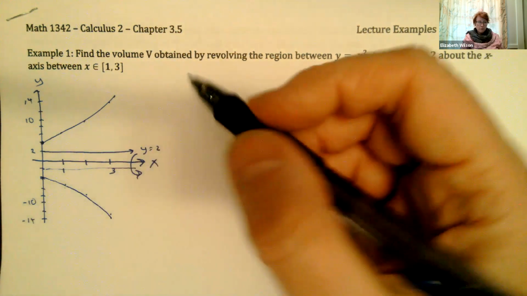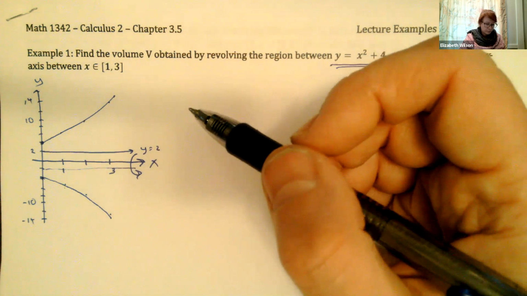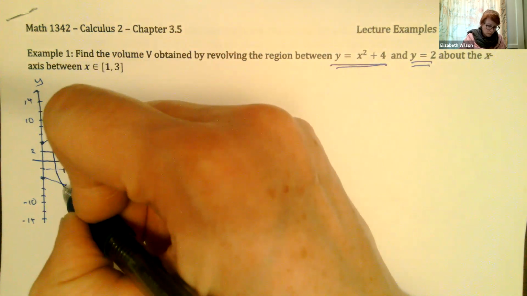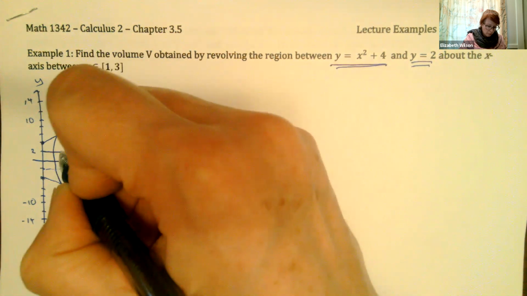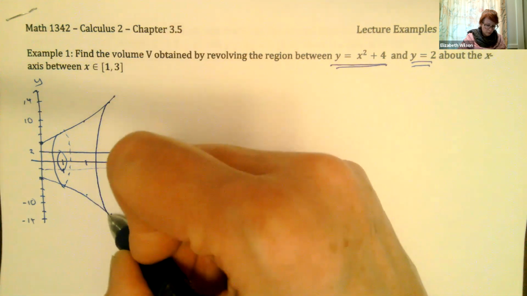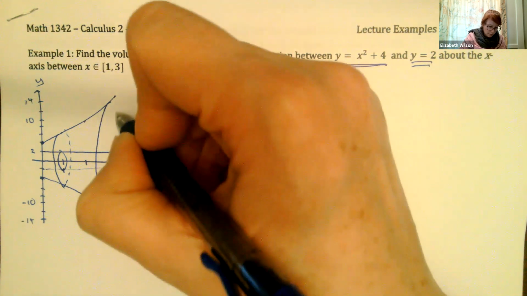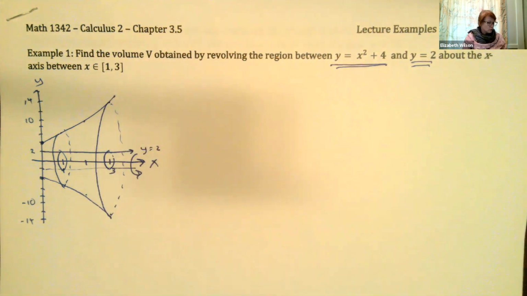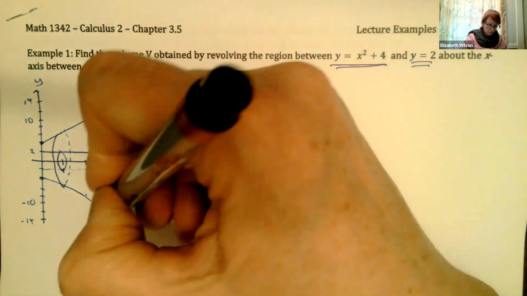Okay, so we've got our functions. We're going to go from 1 to 3. So from here to here, I've got my outer function and I have my inner function. I'll keep the color scheme consistent with what we've done before.